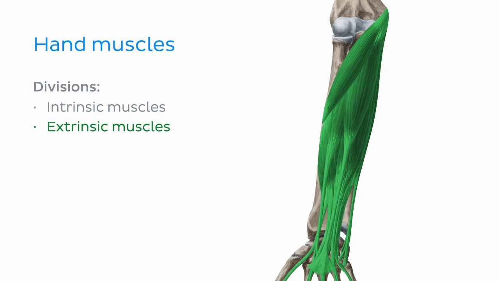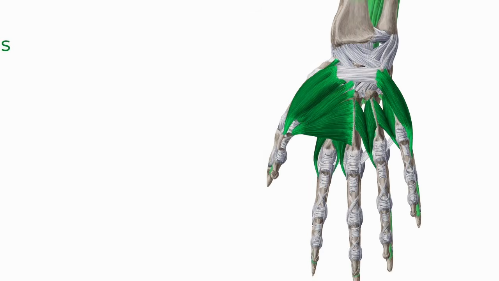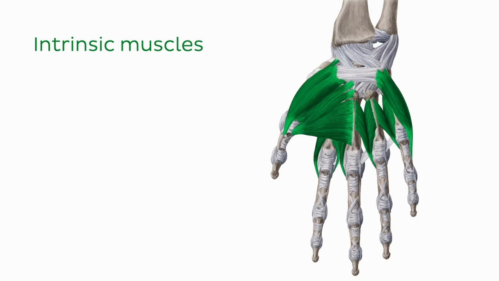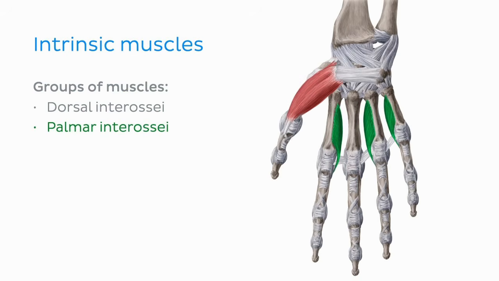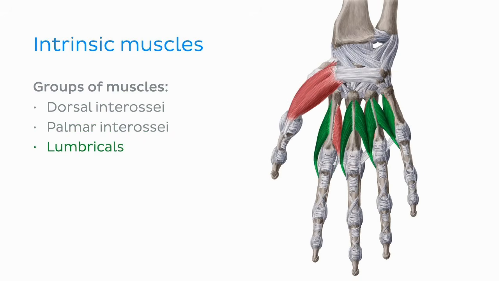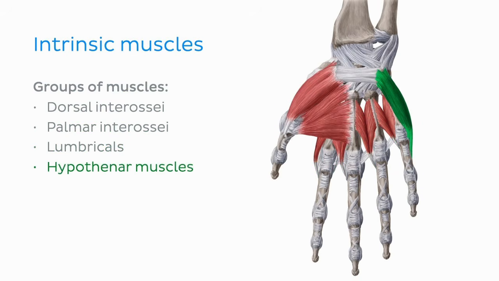We already discussed the extrinsic muscles of the hand when we talked about the muscles of the forearm, so now let's focus on the intrinsic muscles. As with the arm and forearm, intrinsic muscles of the hand are also divided into groups of muscles. The intrinsic muscles of the hands are divided into 5 different groups: the dorsal and palmar interossei, the lumbricals, the hypothenar muscles, and the thenar muscles.